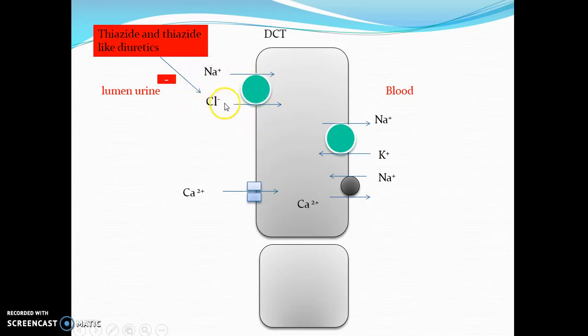Now, because of the increased sodium in the luminal urine, there is decreased sodium over here in the cellular compartment. So this leads to more exchange of sodium from blood to inside of the cell and calcium from the cell to the blood, causing hypercalcemia. Another reason is because of the direct transportation of calcium from the luminal urine to the blood compartment, again causing hypercalcemia.